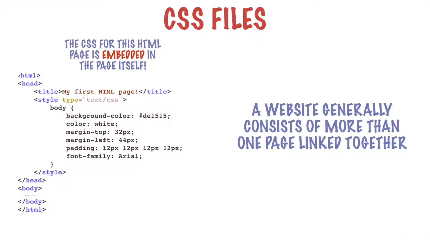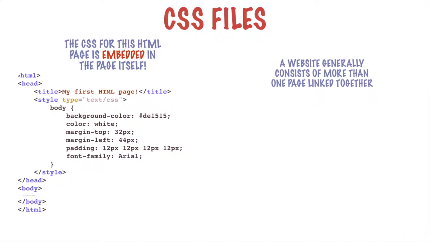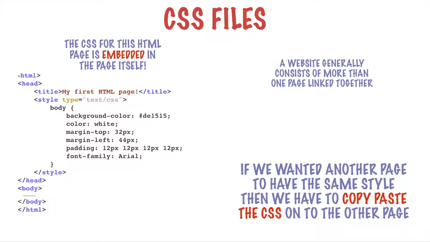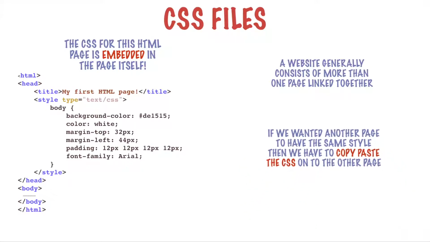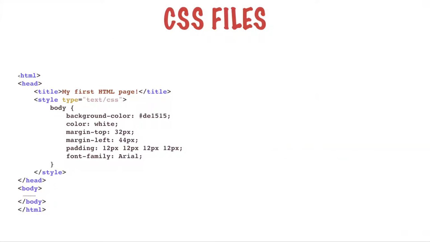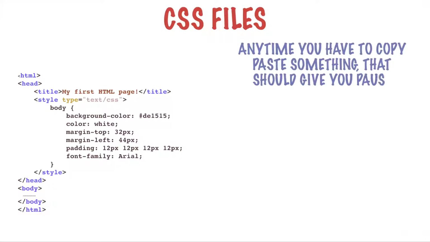So we are going to have a whole bunch of HTML pages and presumably we want all of those pages to share the same styles. How would we go about accomplishing this? Well, we could copy paste the CSS from this HTML page onto every other HTML page. But hopefully by now you've realized that anytime you have to copy paste something, that should give you pause. If you found a bug in whatever it is that you copy pasted, you would then need to cycle through all of the files where you copy pasted and make the change.